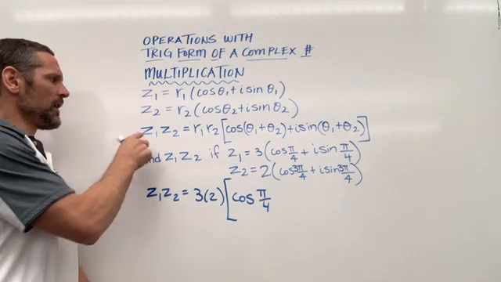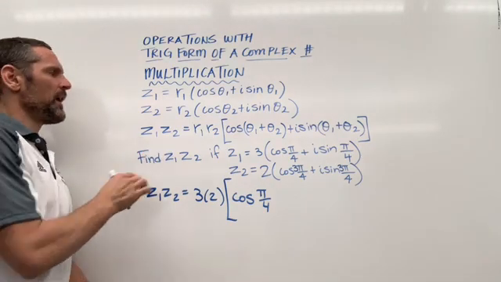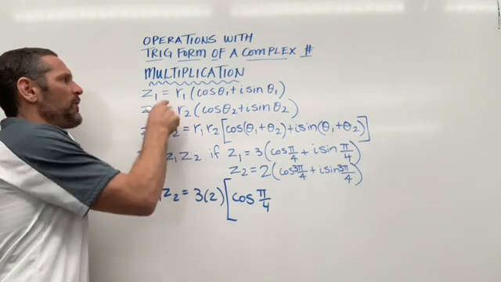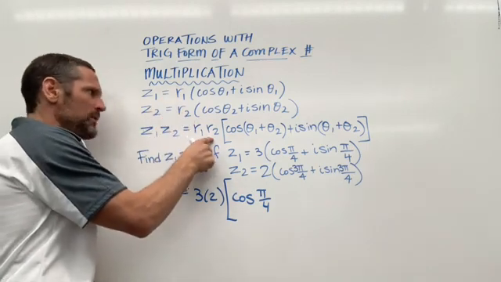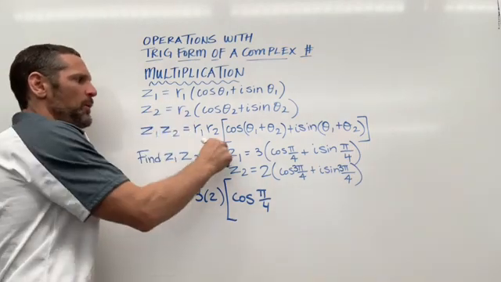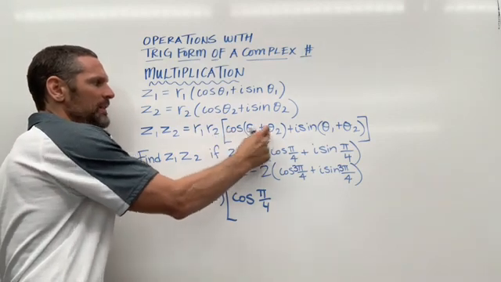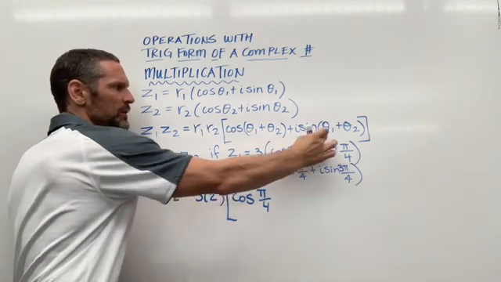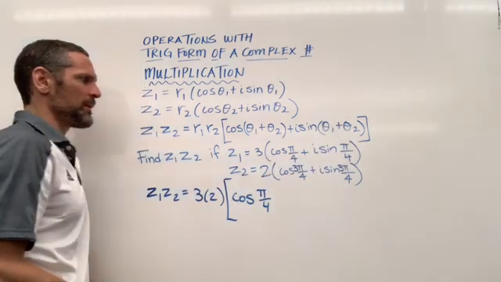z1 z2, here's our formula, is going to be the modulus of complex number 1 times the modulus of complex number 2 times the quantity cosine of, I'm going to add the arguments, theta 1 plus theta 2, plus i sine of theta 1 plus theta 2.